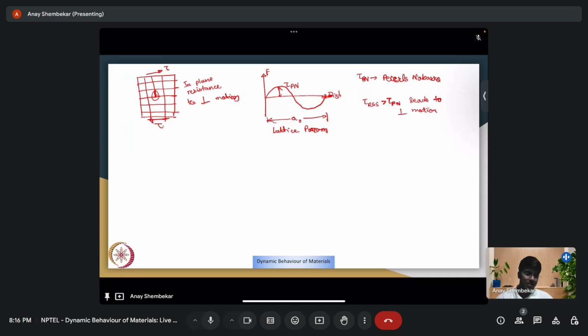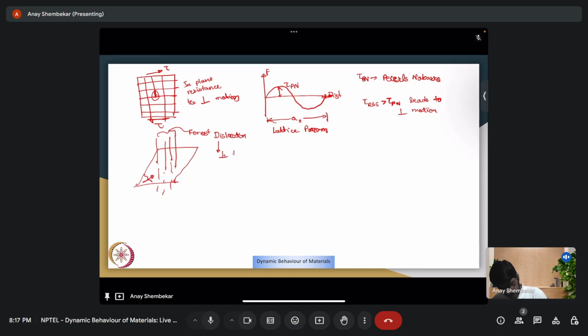Another thing is that there may be some out of plane resistance to the dislocation. Suppose you have a dislocation, not necessarily a straight line, which is trying to move on this plane. There may be a forest dislocation, which is usually perpendicular to the slip plane and acts as a barrier for dislocation motion.